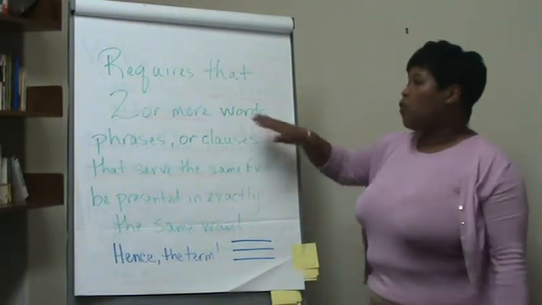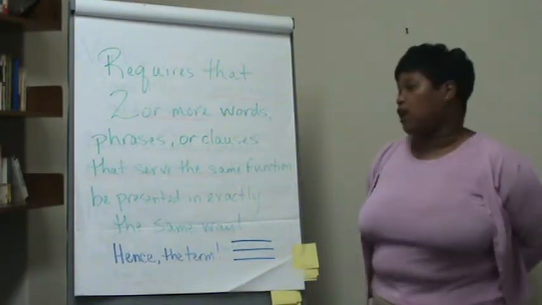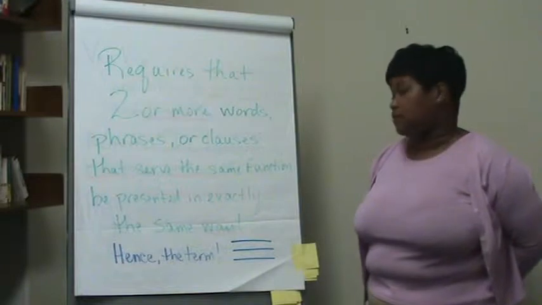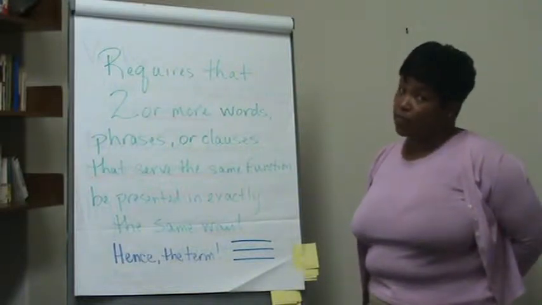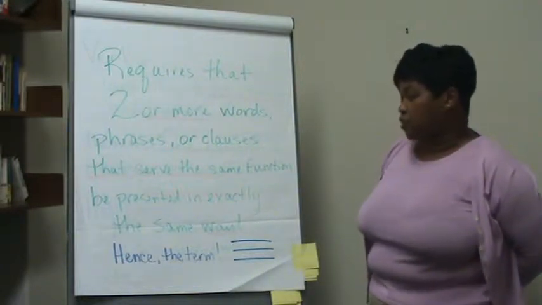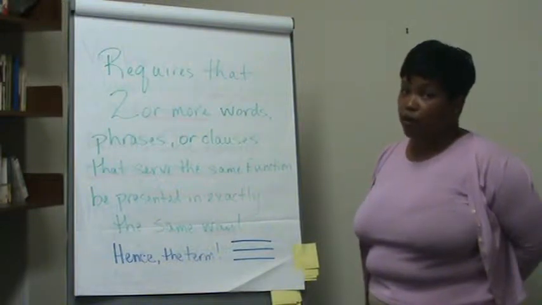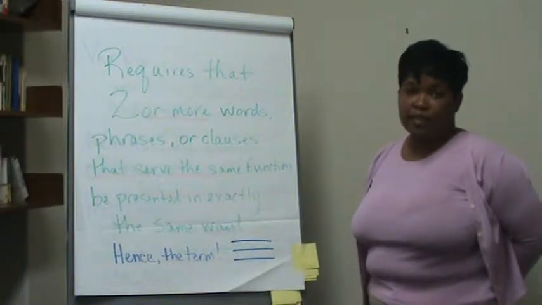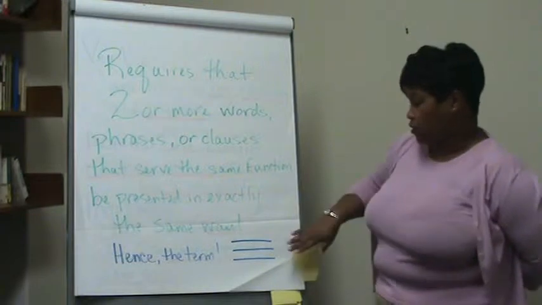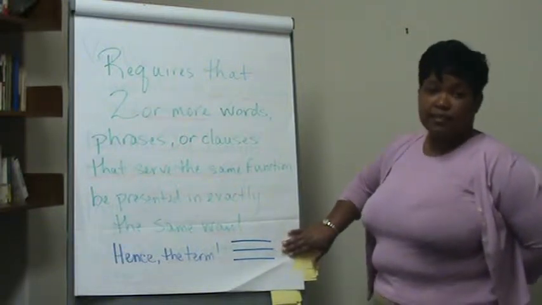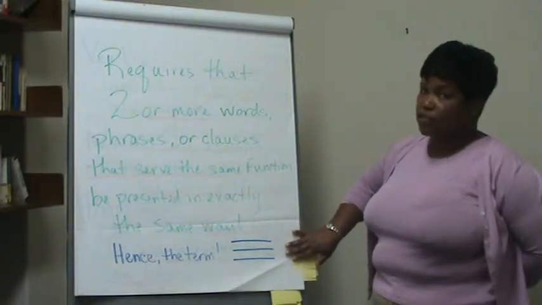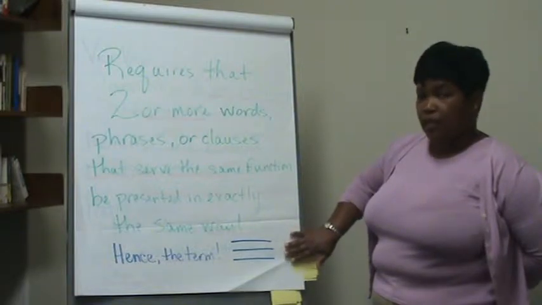Parallel structure requires that two or more words, phrases, or clauses that serve the same function within the same sentence be presented in the exact same way. So what that means is essentially you're going to get parallel form or parallelism in the same vein as you would in any math class. So we have parallel lines, lines that are going in the same direction. They never actually touch, but they're doing the same thing in the same format.